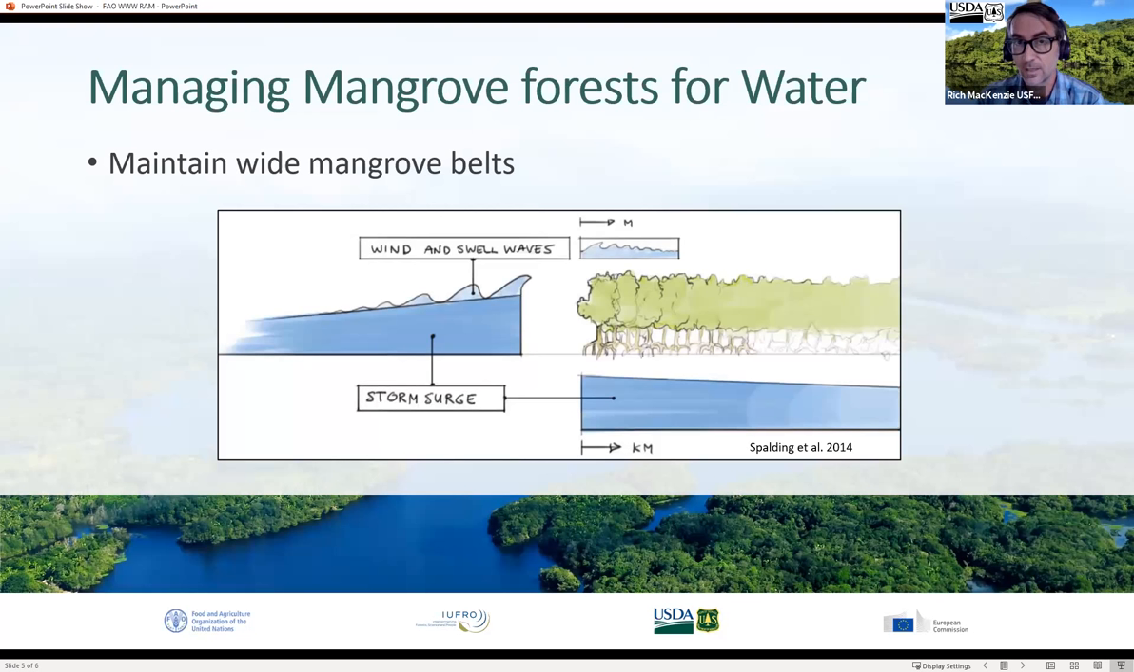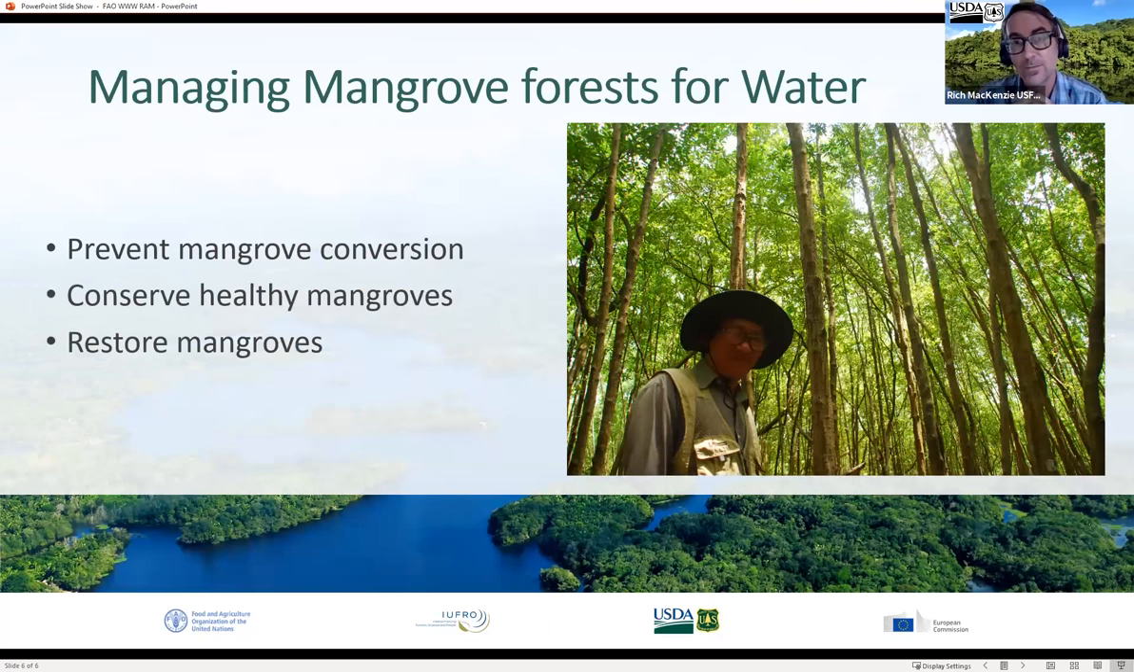There's also evidence that healthy mangrove forests growing along the coast, again through this evapotranspiration, can lower the water table and essentially remove it from saltwater intrusion. So several mechanisms that mangroves are protecting coastal areas. Other strategies for managing mangrove forests, obviously prevent mangrove conversion to other land uses, or conserving healthy mangrove forests. Both of those are easier because you can maintain the many ecosystem services that the mangroves are providing. And then lastly, restore mangroves, ideally where there once were mangroves, so reforestation, not afforestation.